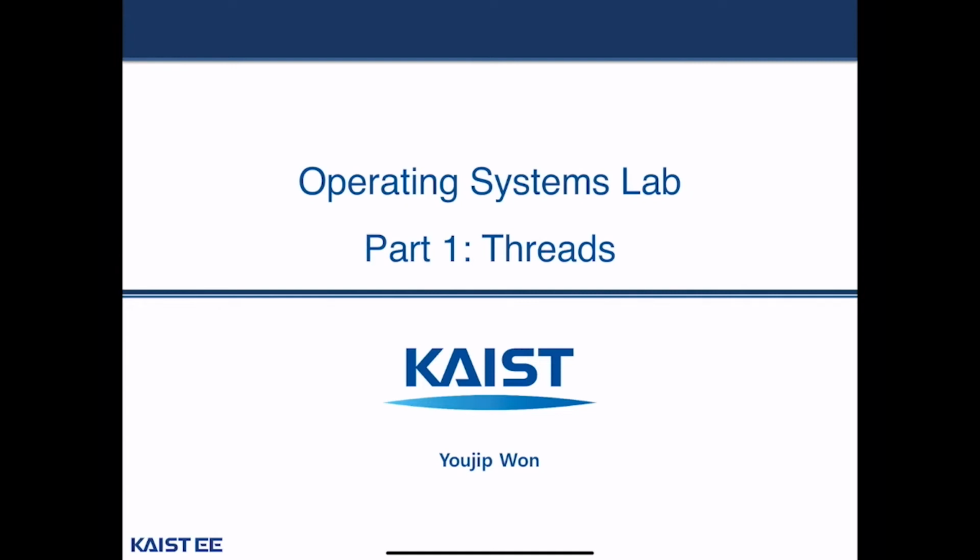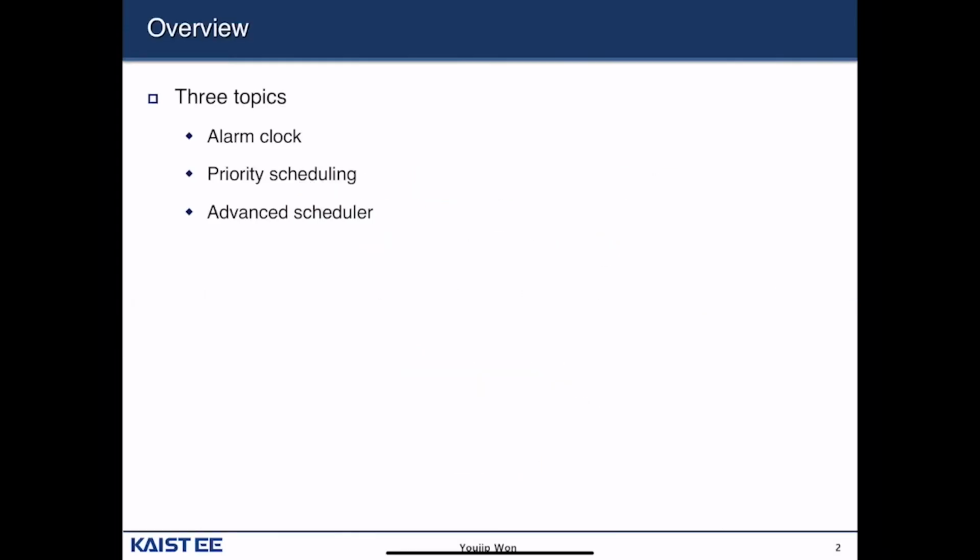This is the explanation on the first project. The title of the project is Threads. In this project, we're gonna implement three main topics. First one is alarm clock, second one is priority scheduling, and the third one is advanced scheduler.